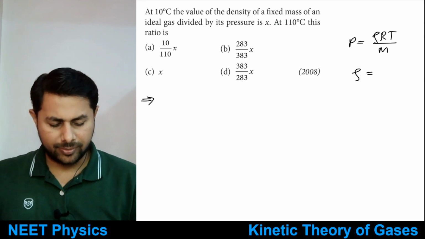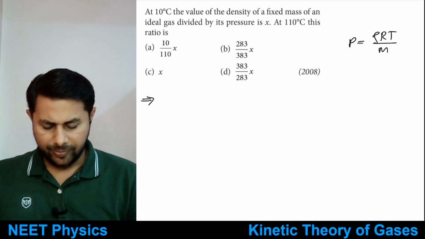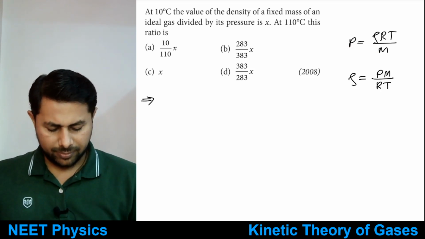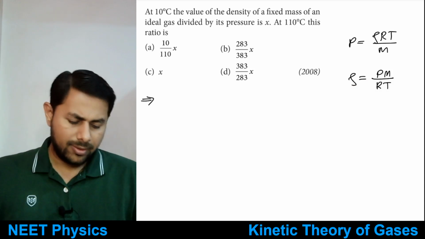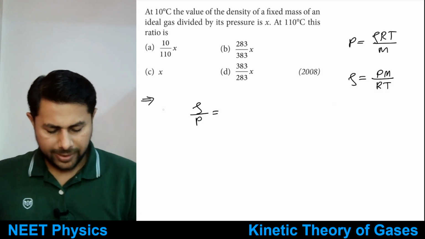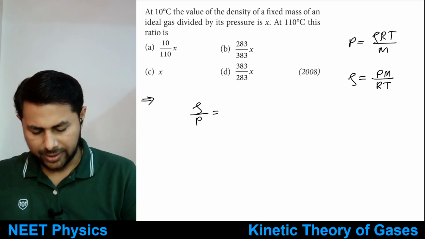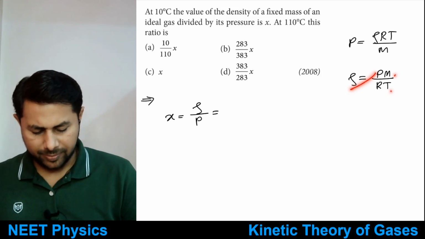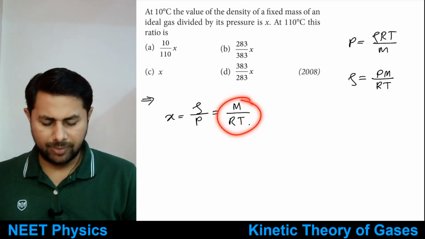Density divided by pressure. So density is equal to PM by RT, and you want density by pressure. Let's say density by pressure is X. So X is equal to density divided by pressure, so that is M by RT. So it is just inversely proportional to temperature, right?